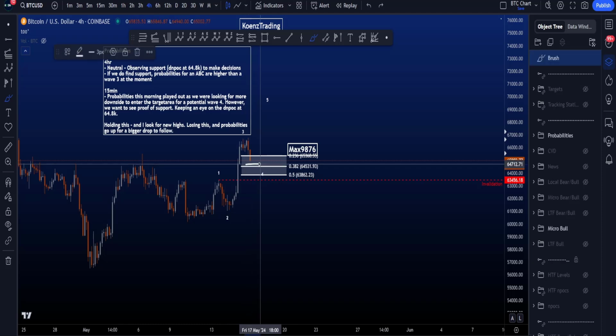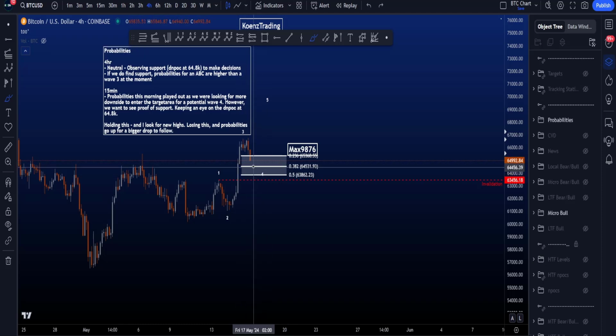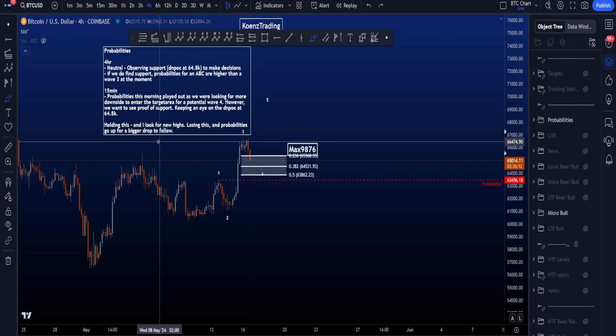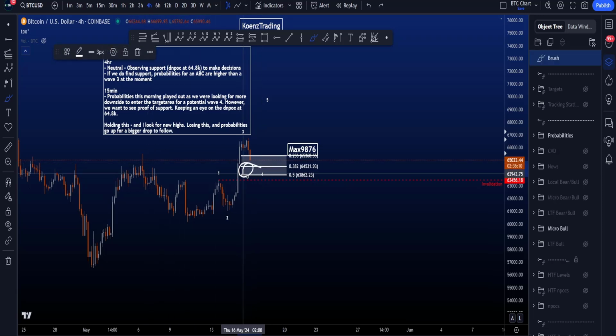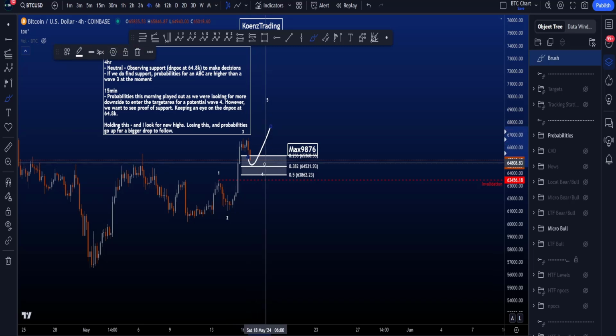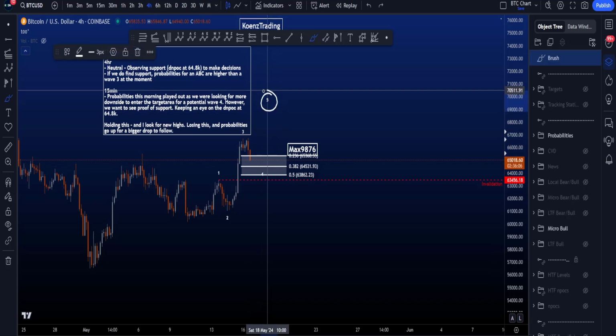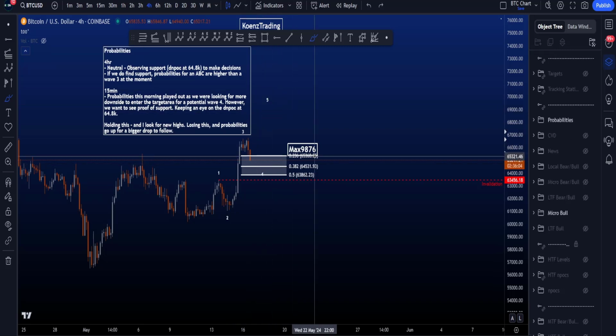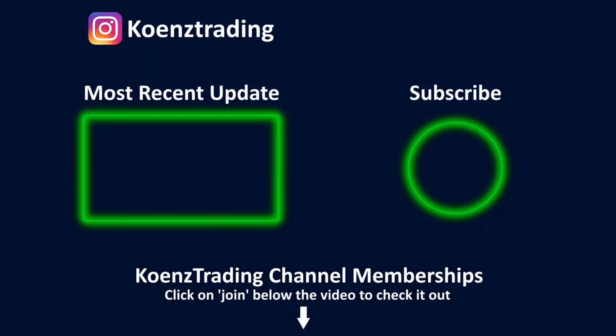If we lose the daily naked point of control, it does increase the probabilities for price to move towards the downside. So I'm keeping an eye on it. Holding this support over here, and we're going to be looking for new highs in then a wave 5 towards the upside. I hope that this video was helpful or valuable to you.